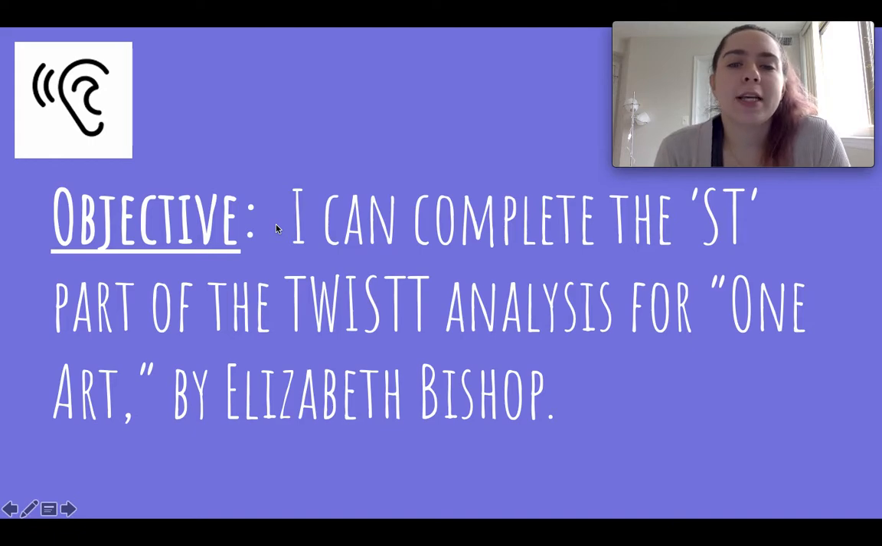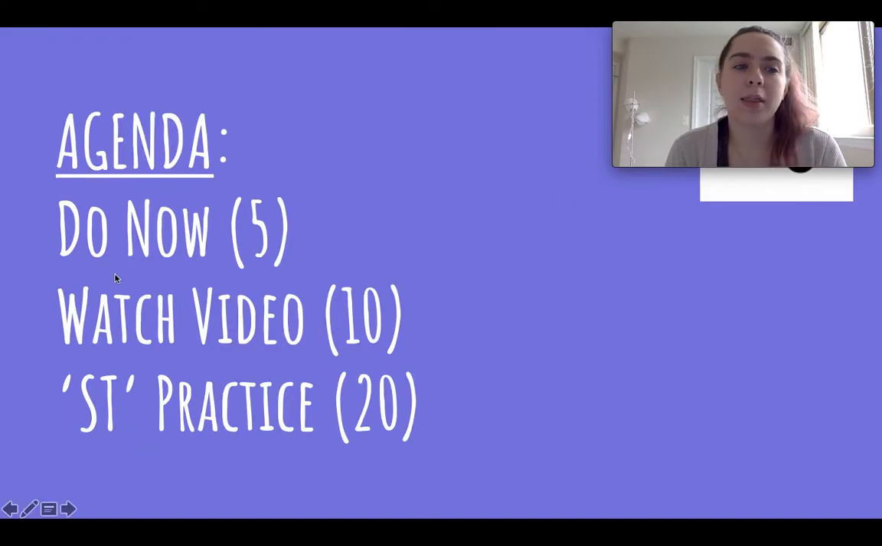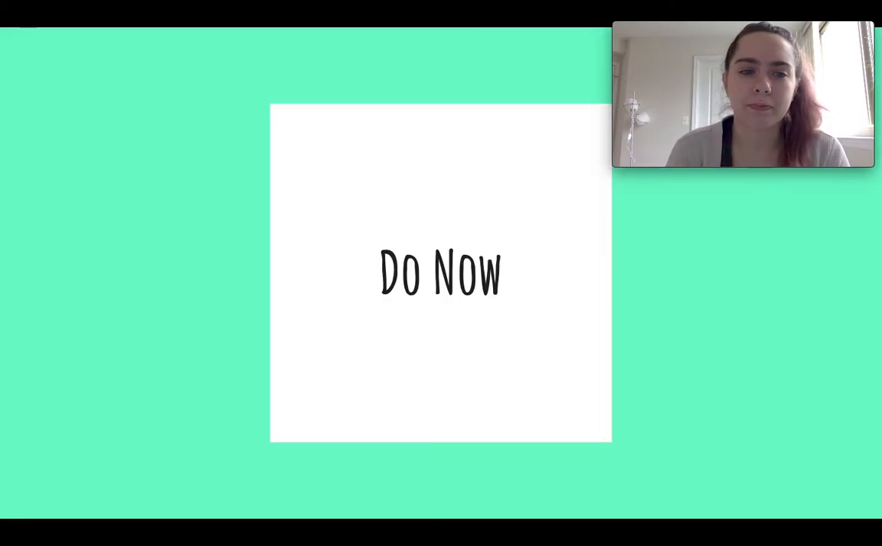Today our objective is, I can complete the ST part of the TWIST analysis for One Art by Elizabeth Bishop. How we're going to get there is you're going to start with your do now. I'll release you to do that in just a moment. Then you're going to switch back and forth between watching this video and doing your ST practice. Altogether it should take you about 30 minutes to do. If you find that it's taking you much longer than 30 minutes, please call or text me so I can help walk you through it, because I don't want you spending much longer than 30 minutes on this assignment.